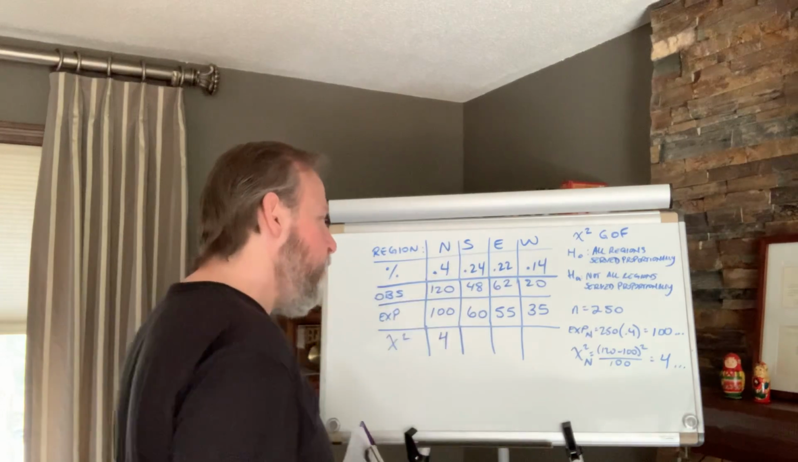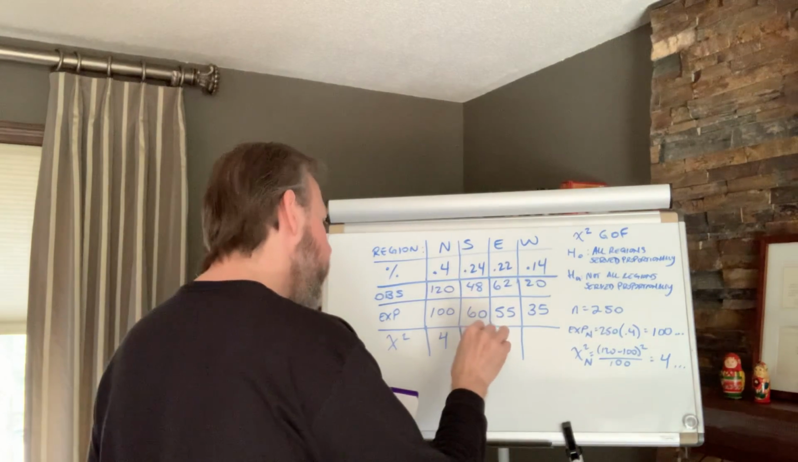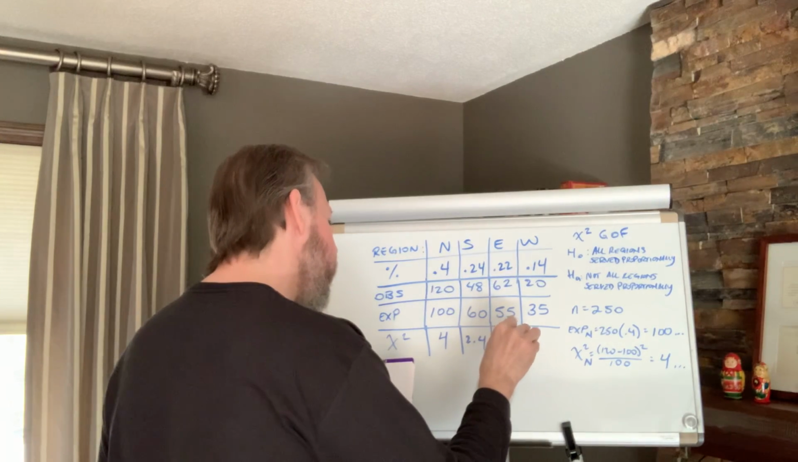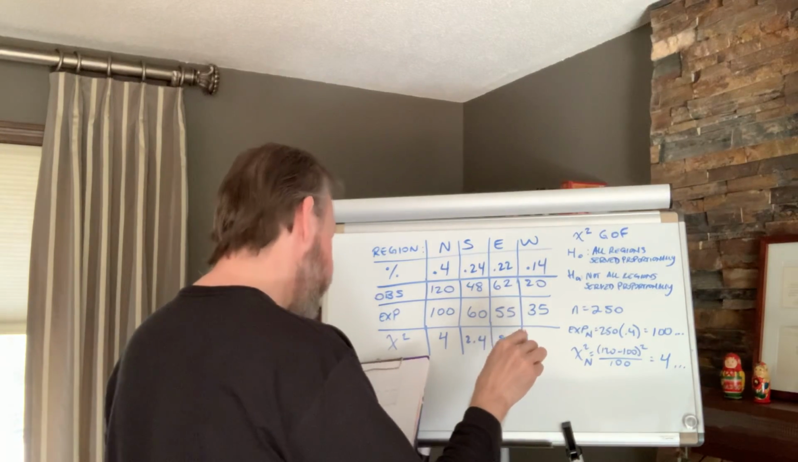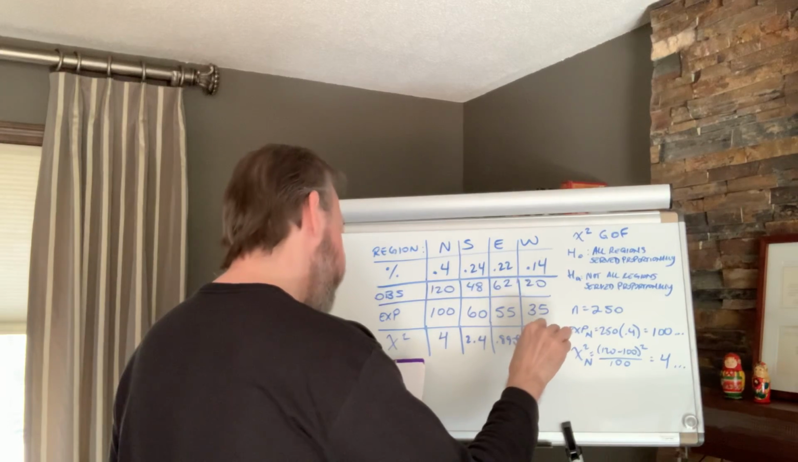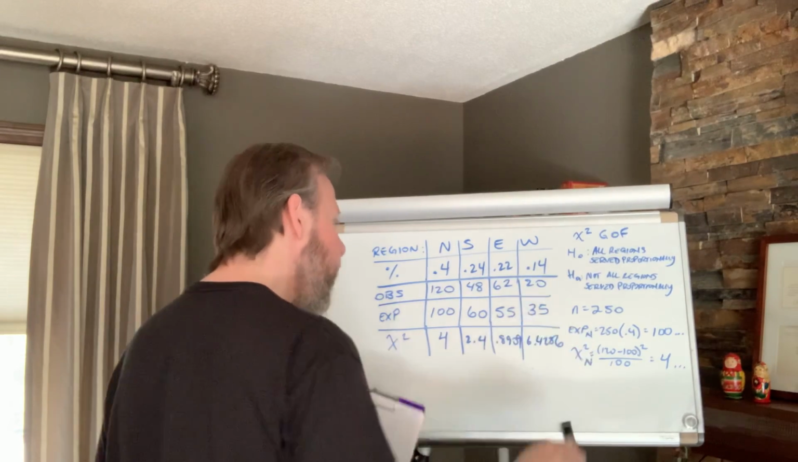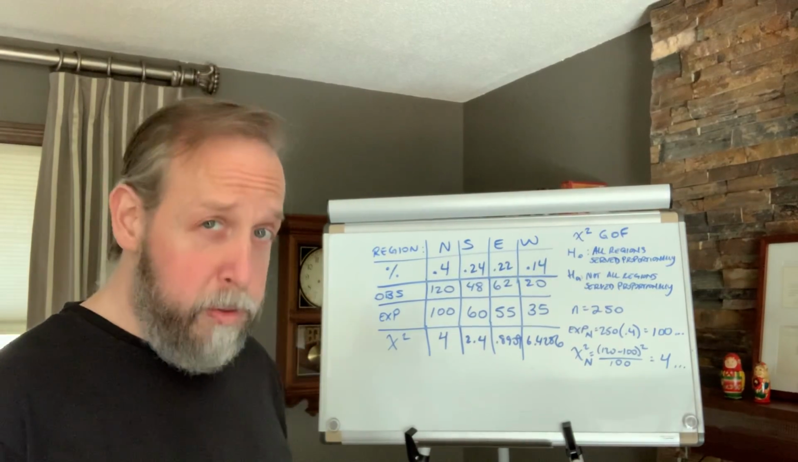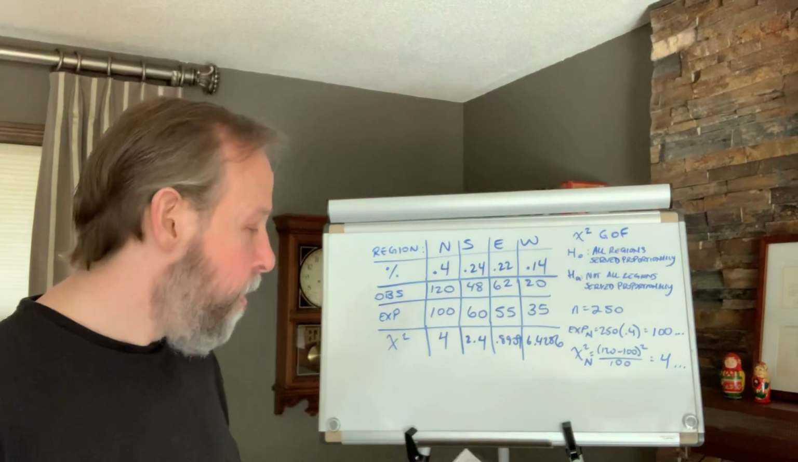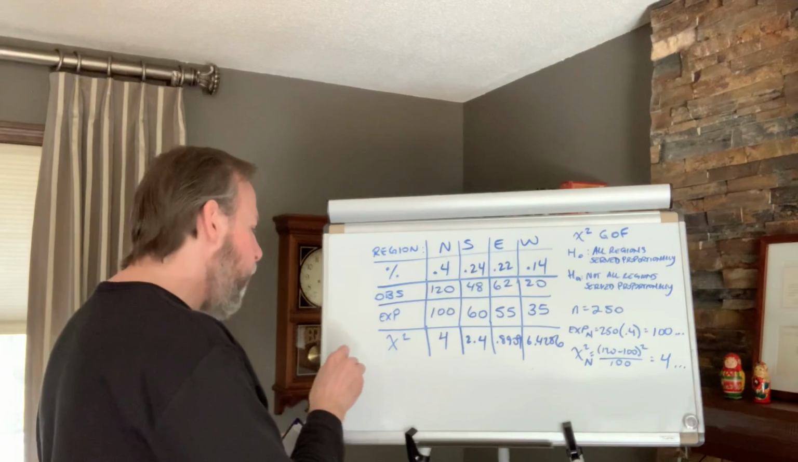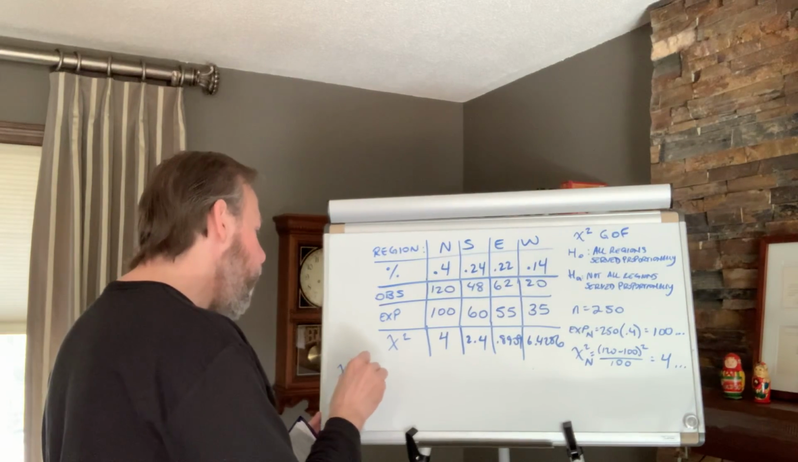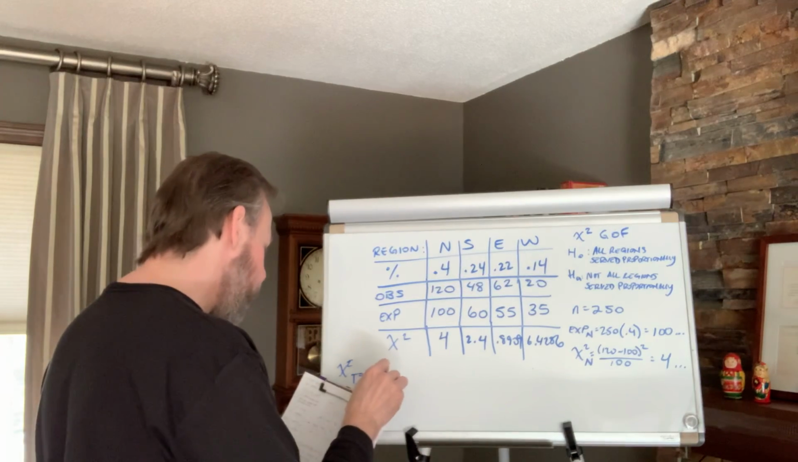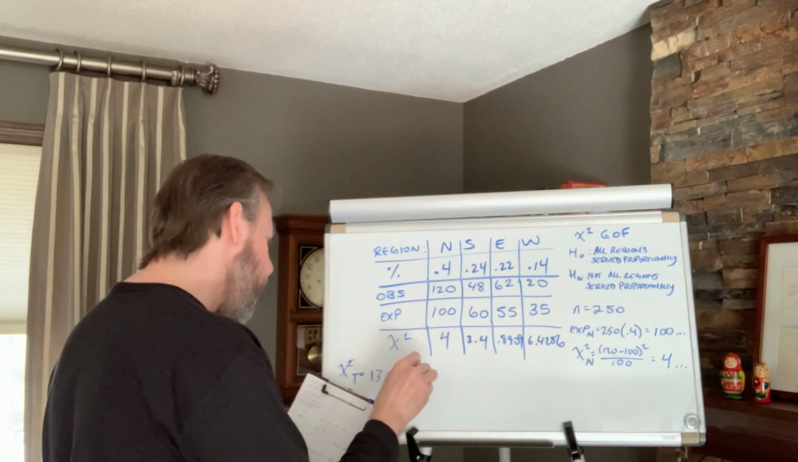If you do the same thing, 48 minus 60, quantity squared over 60 is 2.4. And for the east, it's 0.8909. And for the west, it's 6.4286. All right, and that's the distribution of values that I need. So all those numbers are very important numbers. The next thing I need is my chi-square total, where you just add up all the chi-square values. Now for this distribution, it is 13.7195.